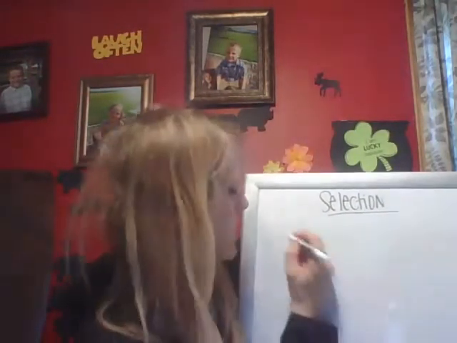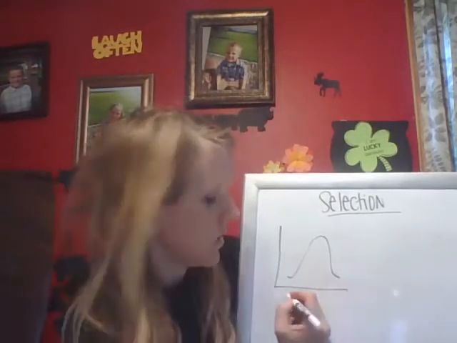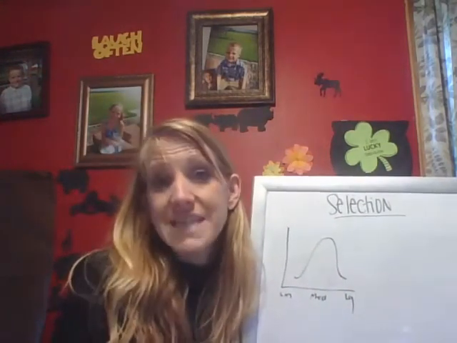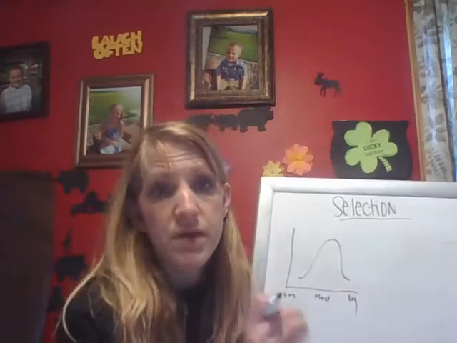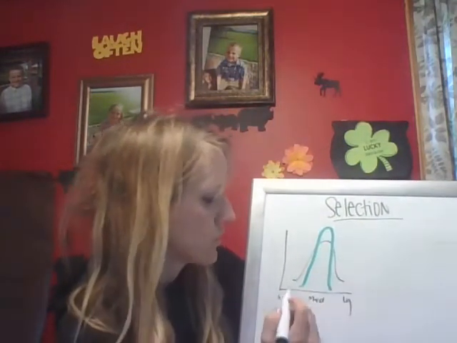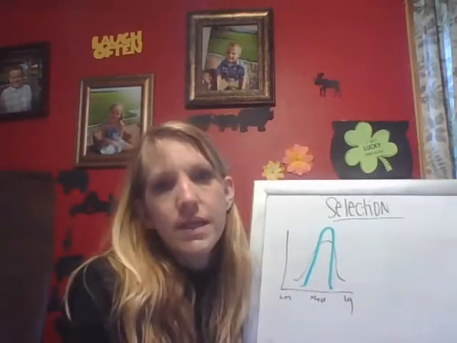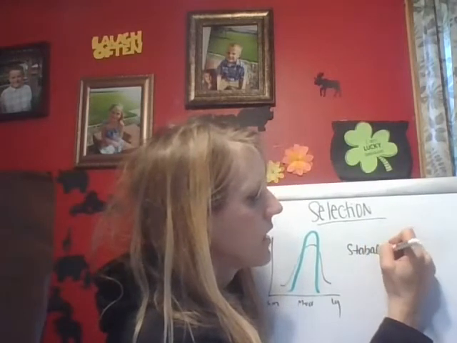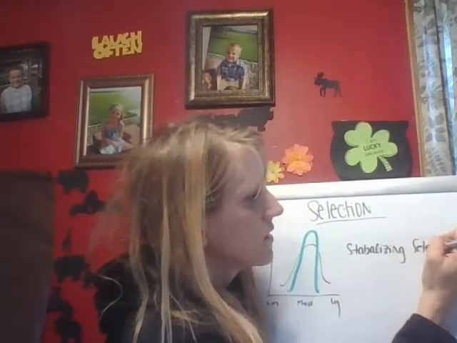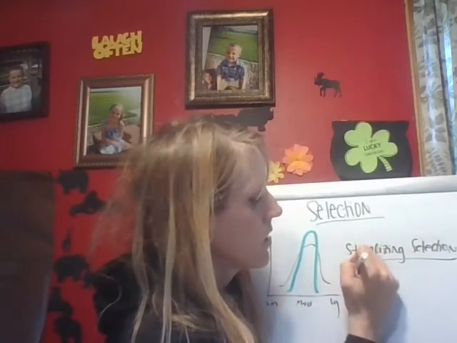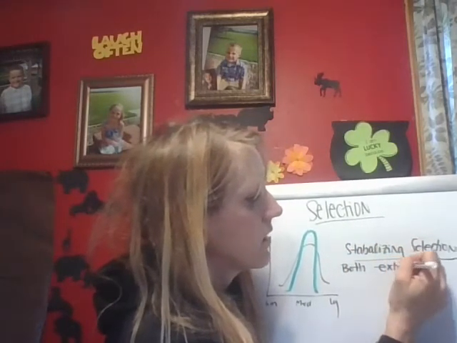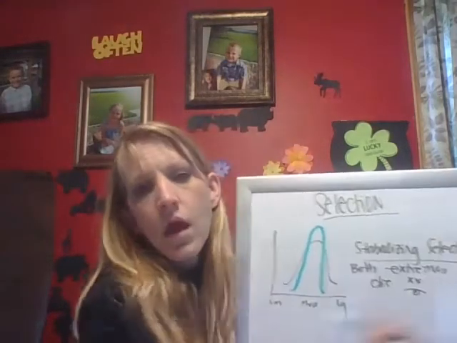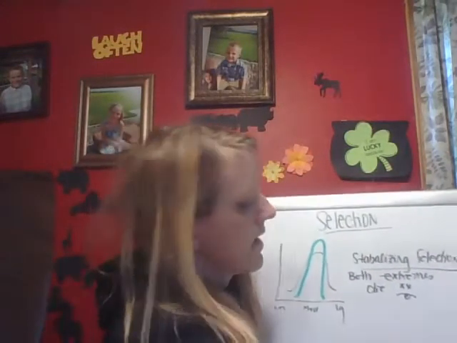Now we have stabilizing selection. What do you think stabilizing means? We always start with black. That's the normal. Small, medium, large. Stabilizing selection is where the average is the most beneficial. So watch this. The extremes die out. Both extremes die. Okay, both extremes die. So the average is the most successful.